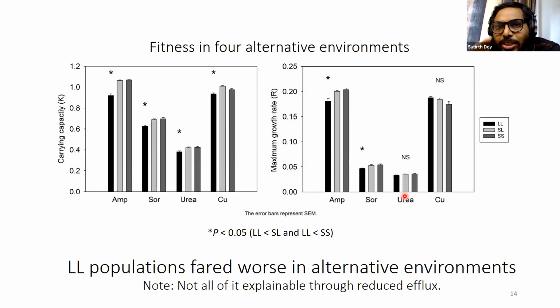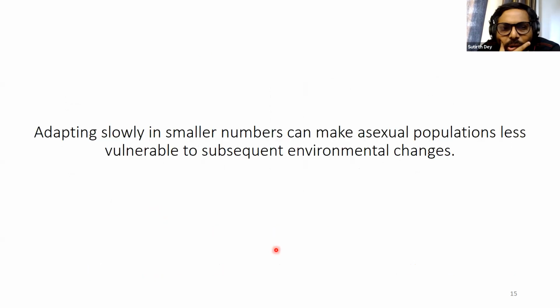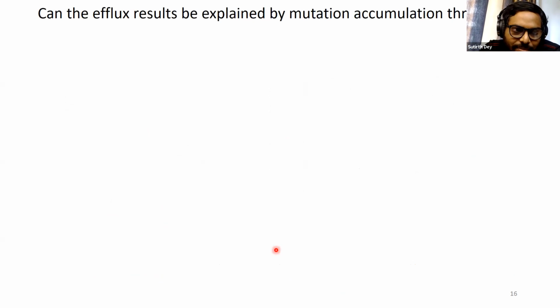Now, here one has to note that the reduction in fitness in ampicillin and copper can be directly related to efflux. However, it's not intuitively obvious how the fitness reduction in sorbitol and urea are related to reduced efflux activity. So, what we saw was that adapting slowly in smaller numbers is making asexual populations less vulnerable to subsequent environmental changes. Now, why is this reduction happening in the LL population?